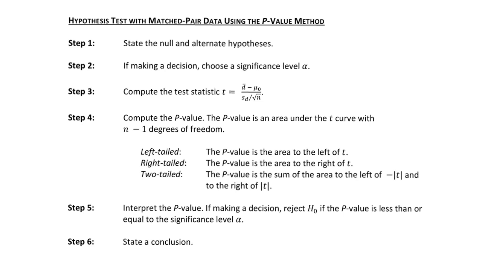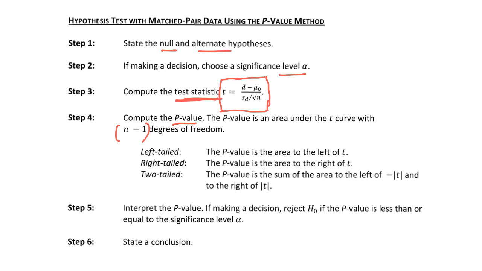Now let's look at the procedure for performing the hypothesis test using the p-value method. First, state the null and alternate hypothesis. Then choose the significance level. Find the test statistic. This is the formula we use for computing the test statistic. Then find the p-value. The p-value is the area under the t-curve with n minus 1 degrees of freedom.